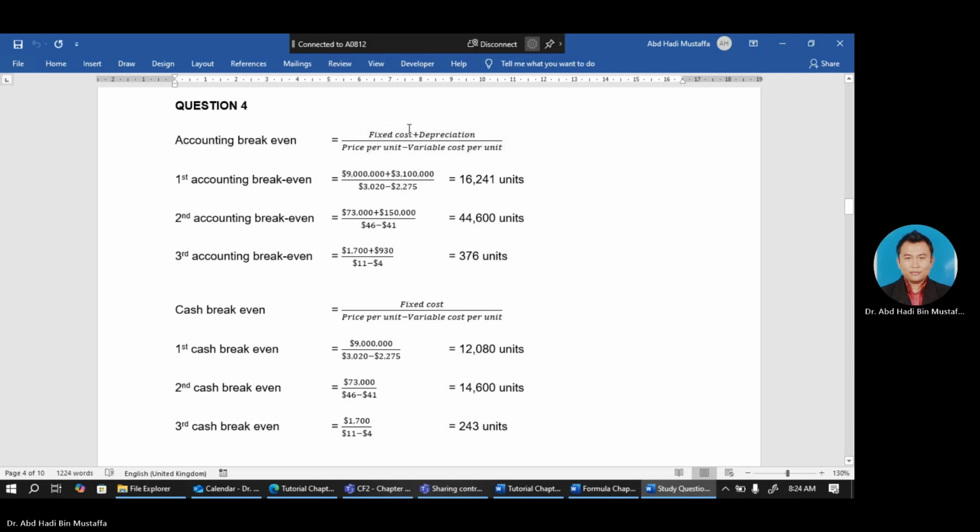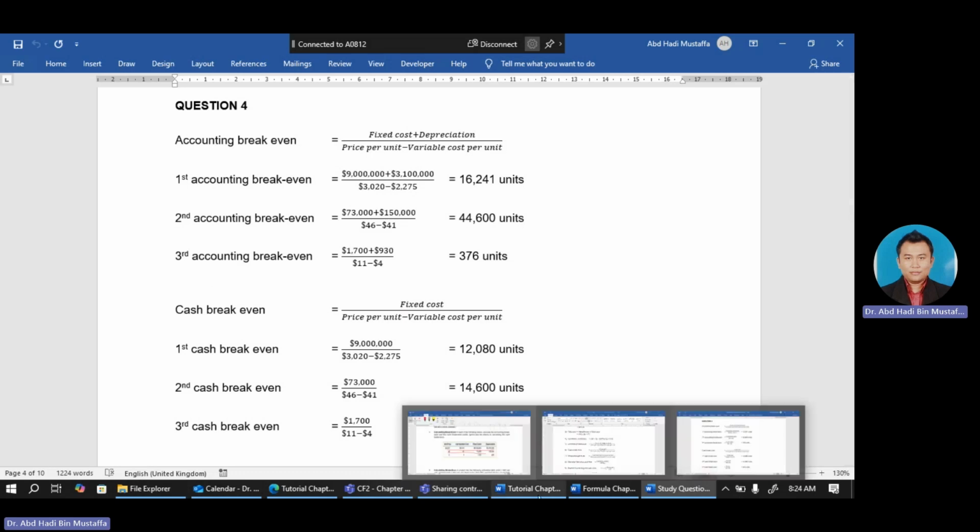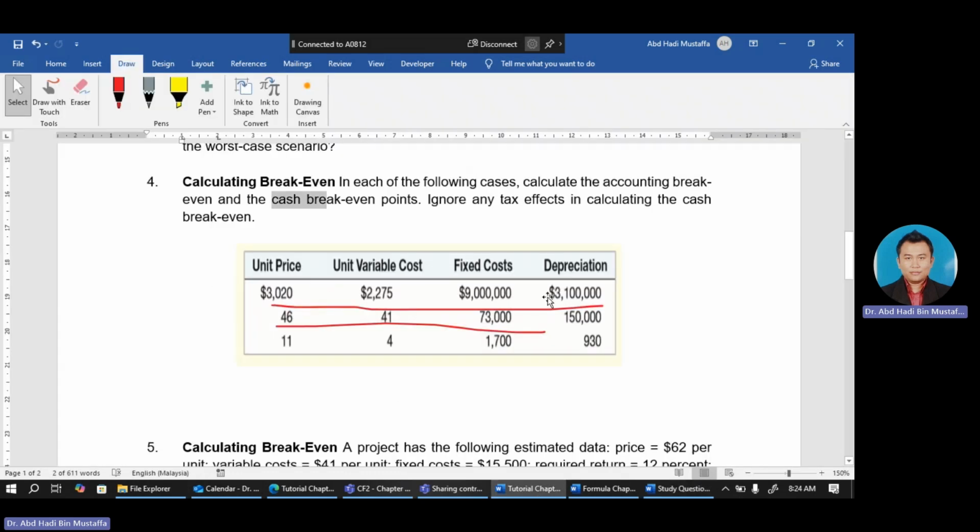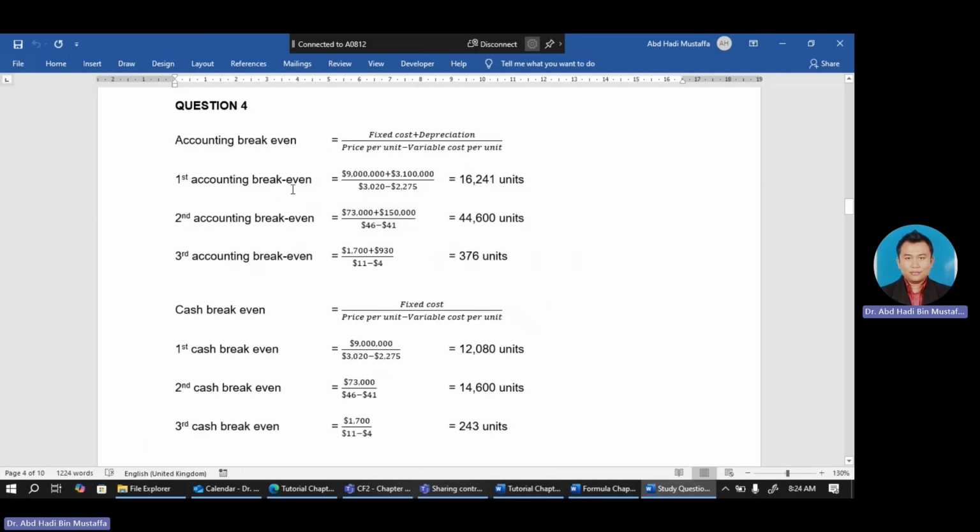Why do they have first, second, and third? Because in the question, you see the first one, the second one, and the third one. So you need to calculate 3 sets. Same goes to cash break even: 3 sets. So you need to calculate the first cash break even, second cash break even, and third cash break even. Okay, for those who just arrived, you can snap this picture to answer question number 4.